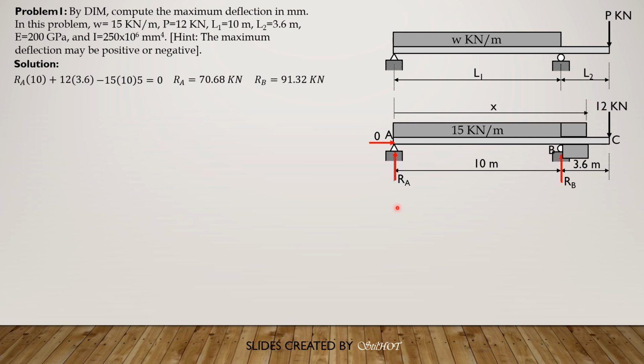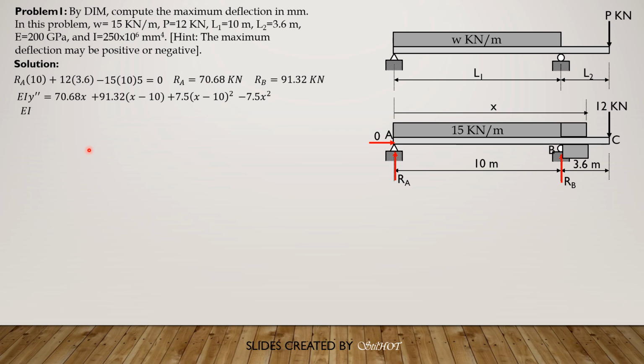So therefore, the equation of the elastic curve is EI Y double prime equals RA, which is 70.68 times X, plus RB times quantity X minus 10, plus 15 times X minus 10 times X minus 10 over 2, or plus 7.5 times quantity X minus 10 squared. Then minus 15 times X over 2, or minus 7.5 X squared. That's the equation of the elastic curve.